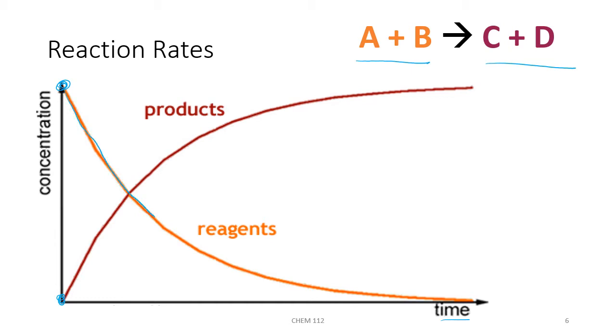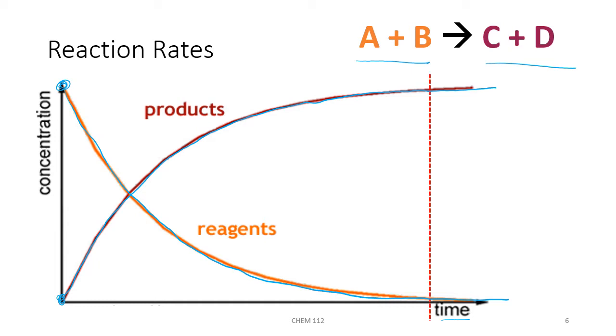They're going to fall and fall and fall as they keep reacting away until they get to the point where essentially they're all gone. At the same time that A and B are reacting away, the concentration of our product starts increasing. We start forming C and D, and we're going to keep forming more C and D until we run out of A and B and can't make any more new products.